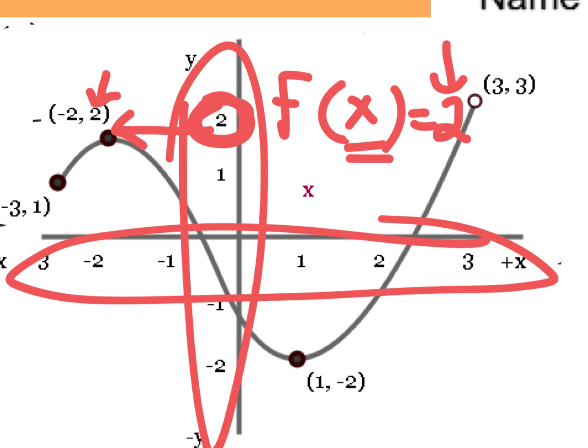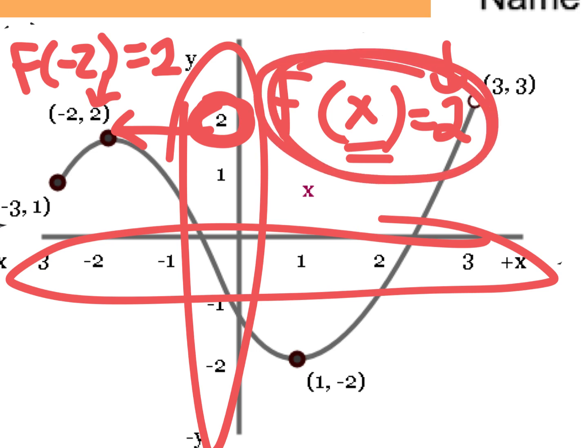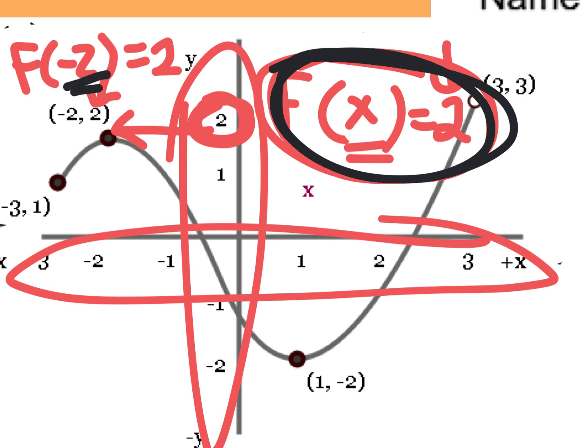And therefore I can say f of negative 2 is 2. Remember how I gave you that for the problem? I now realize that the x must be negative 2. The y was 2. And what I needed to find was the x. And the x was negative 2.